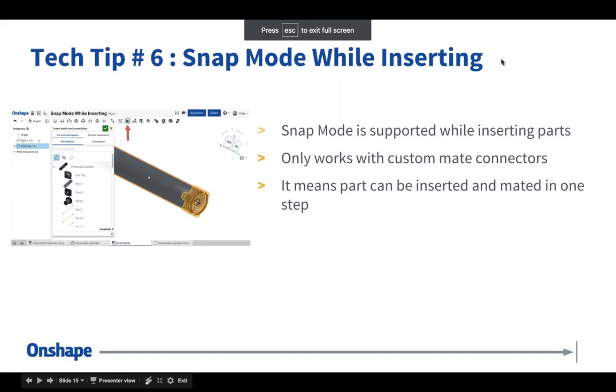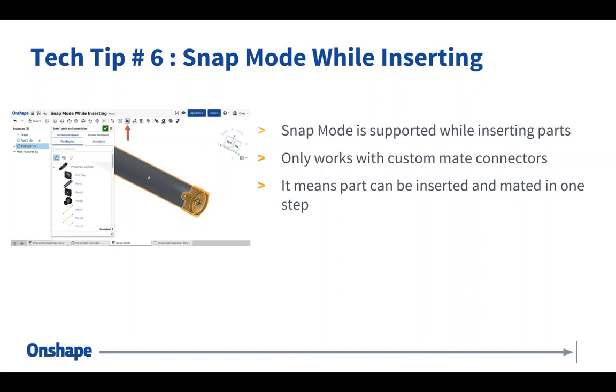Now, a very similar thing that I want to point out is when you're inserting parts, just like we did a moment ago, there's also what we call snap mode, which is supported. And snap mode, if you haven't used it, is essentially a way to snap one part to another, to automatically mate just by dragging one over the other. And the neat thing about this is you can do this as you're inserting parts, which means I can insert a part and mate a part in a single step. And it makes inserting parts much faster.